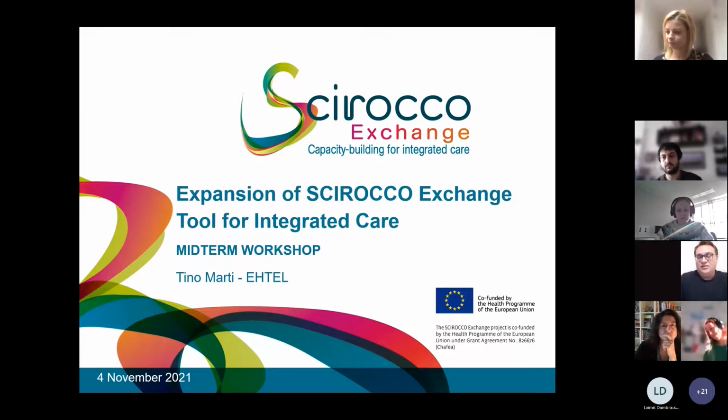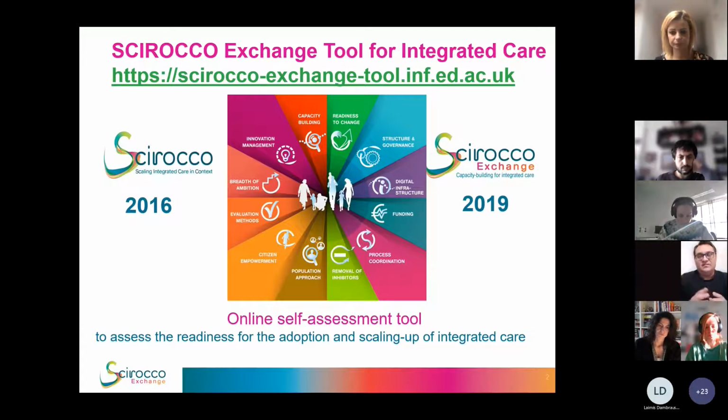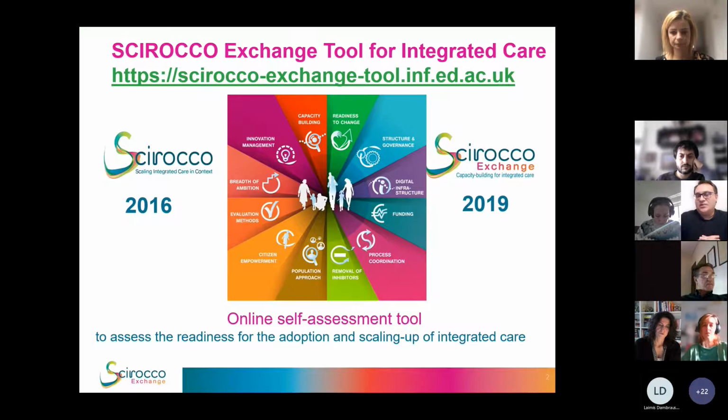As Andrea mentioned, the goal for today's session is to explore the expansion, and we wanted to do it with specific examples. So we are really looking forward to hearing from the invited presenters. But first, I would like just to give you an overview of the work that has been done so far, and especially on the expansion. We discussed about the expansion of the tool, but also the model, which is the image you see in front of you with the 12 dimensions that started in the Scirocco project back in 2016 and has been expanded in the Scirocco Exchange project as an online self-assessment tool.